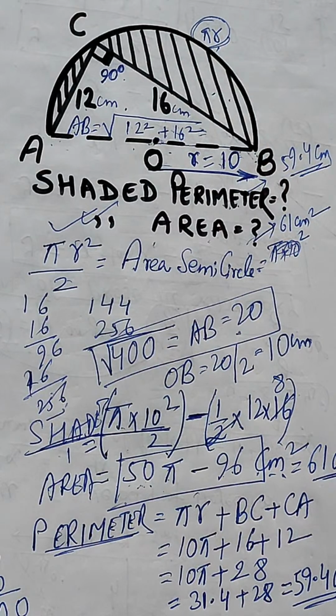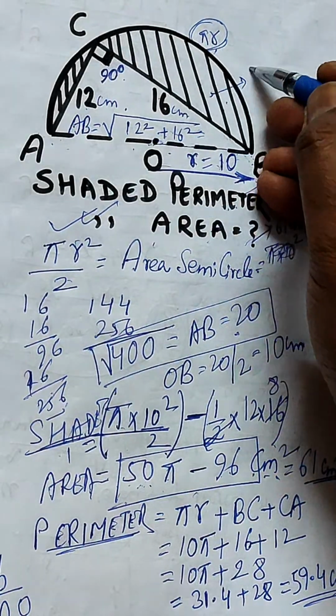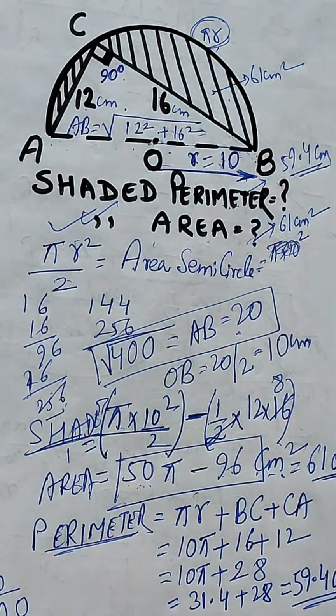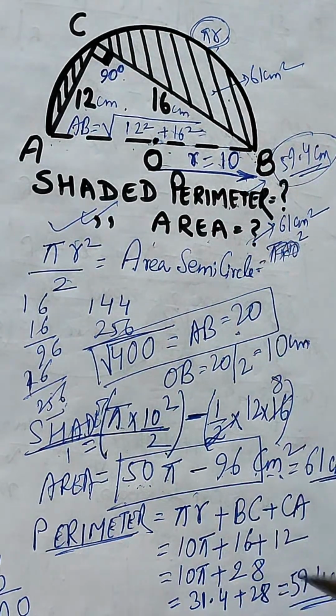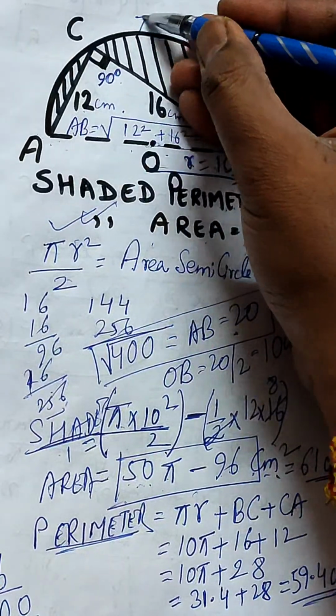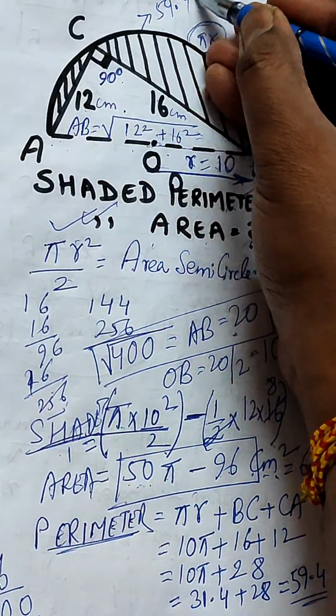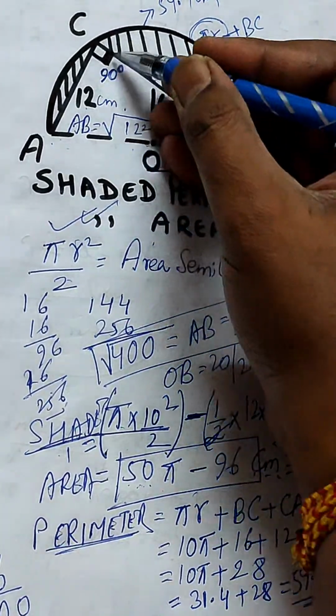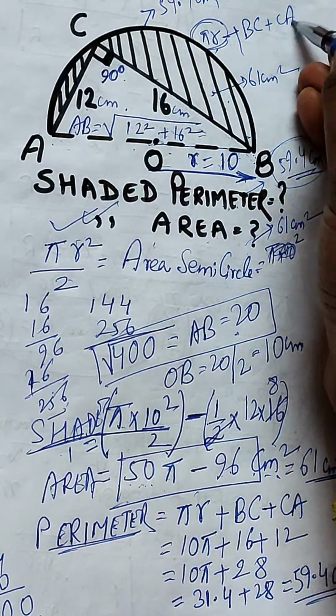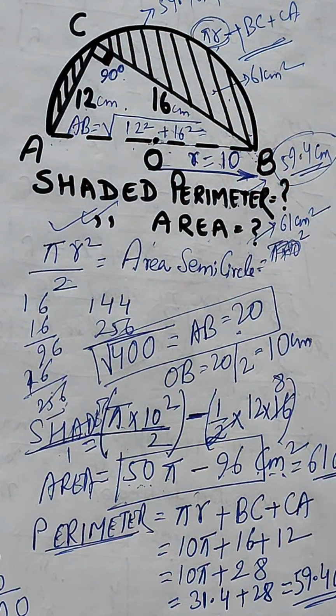So in this way we have solved this question, students. This is 61 centimeter square, and the perimeter is 59.4 centimeter. So this perimeter is calculated as 59.4 centimeter, that is pi r plus length of BC plus length of CA, right? So in this way we have solved this question.